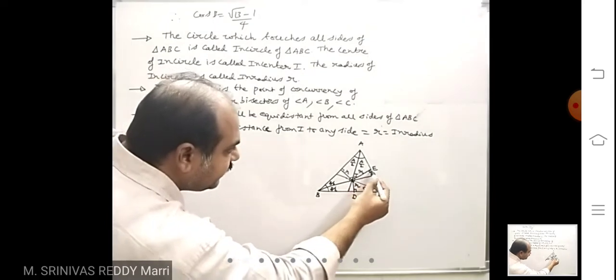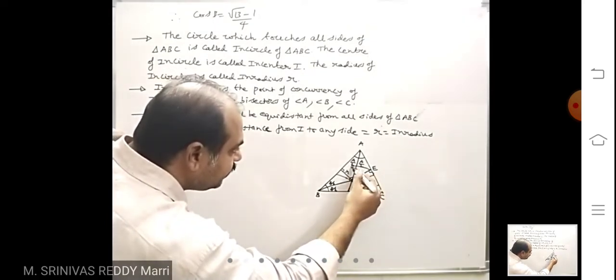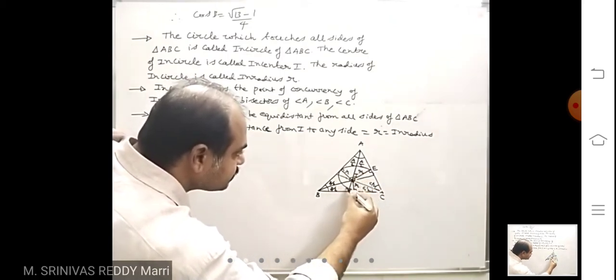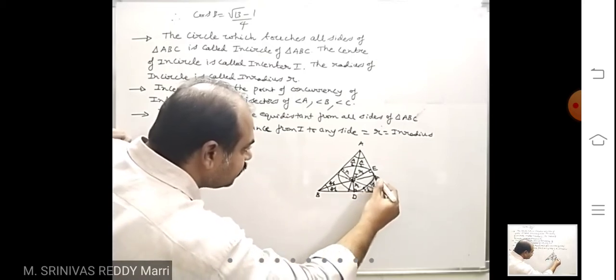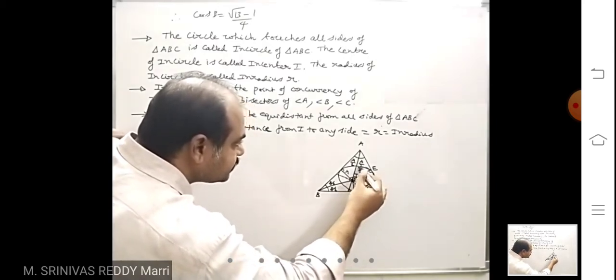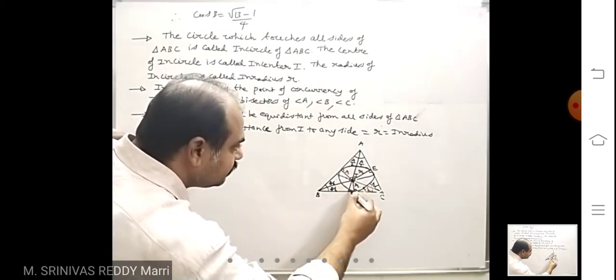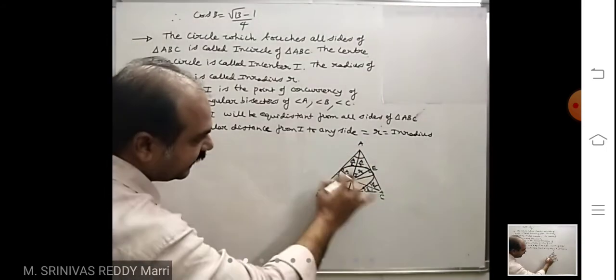With I as center, if we draw a circle, it will touch all the sides. The circle I am drawing is called the incircle. Look at the circle I have drawn. This circle is touching all the sides.